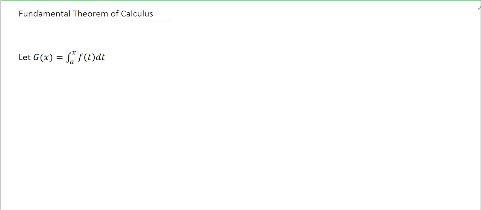Hey everyone, in this video we're going to talk about the fundamental theorem of calculus. So we're going to start with this function, letting g of x be the integral from a to x of f of t dt. Now what does this function do?